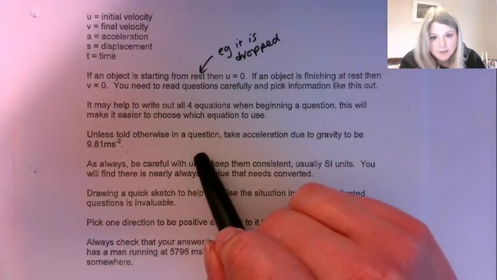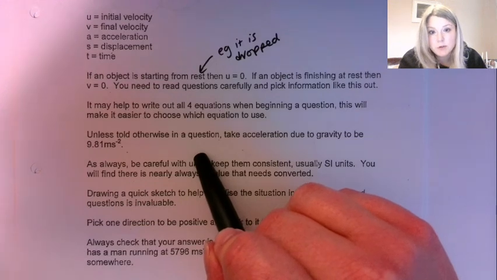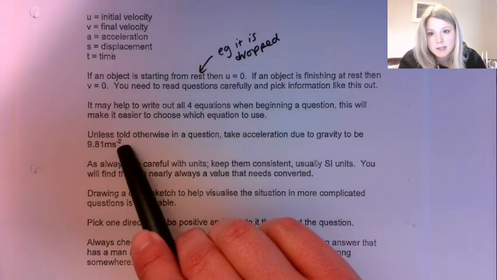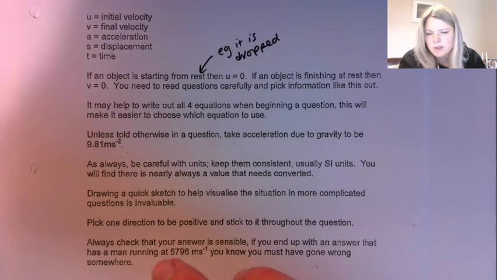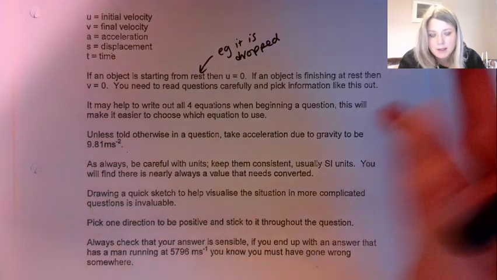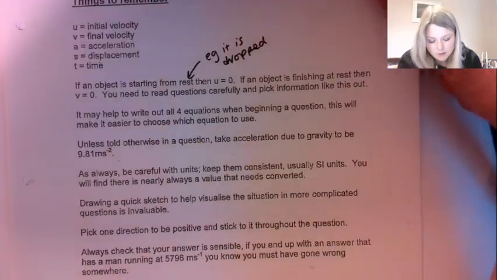Unless told otherwise, take acceleration due to gravity to be 9.81 meters per second squared. The textbook that we use quite often tells you to use 10, which does my head in, but there you go.